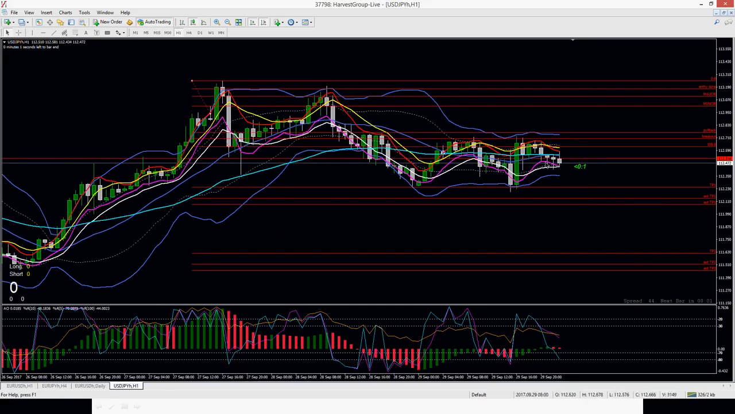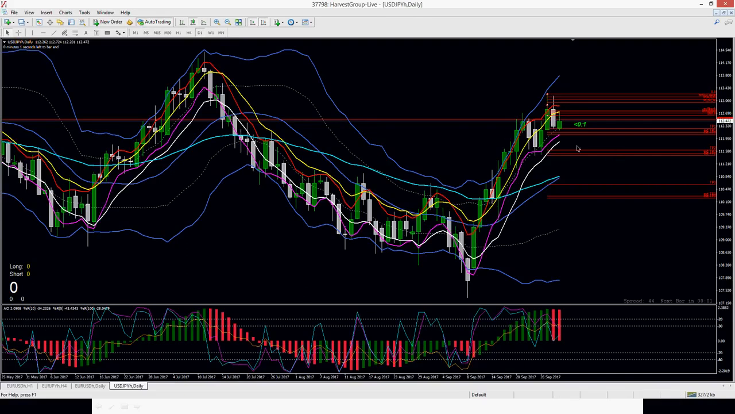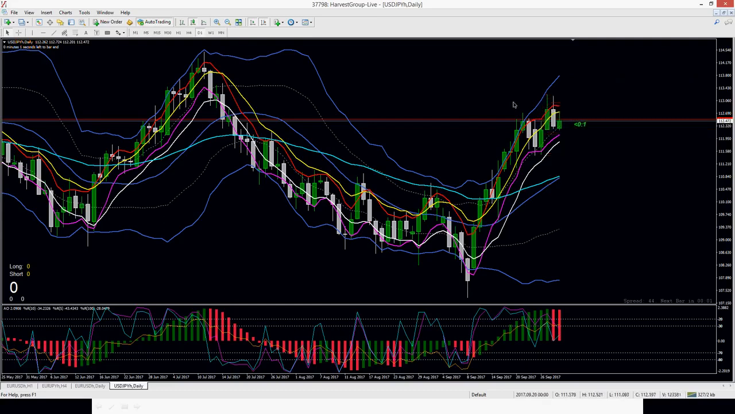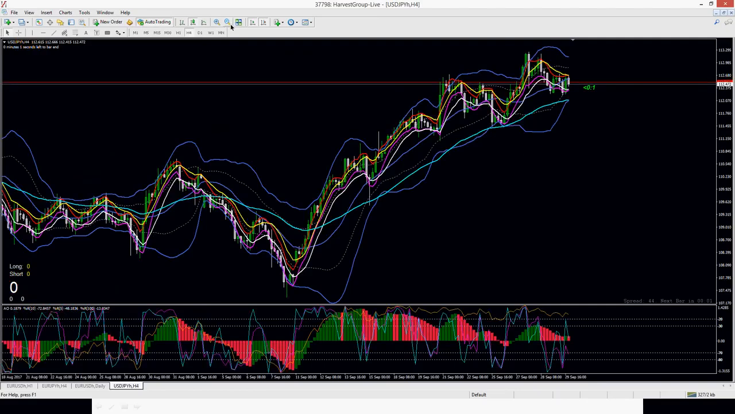So let's see where TP1 lands. If you can see here, TP1 lands exactly at daily re-entry. So you can use all of this stuff to solidify your analysis. And then obviously H4, let me just check here.